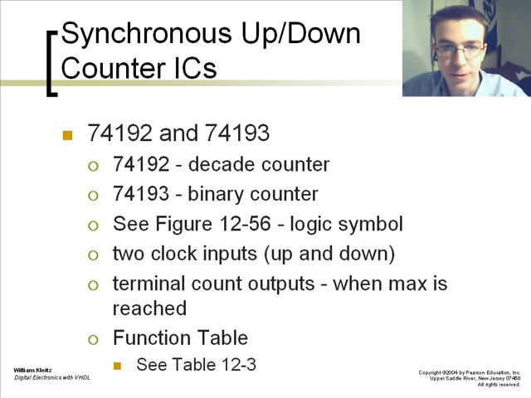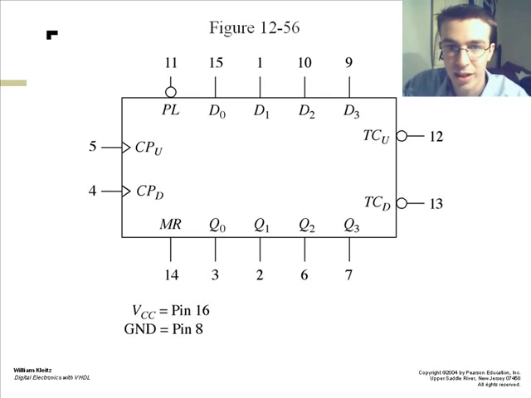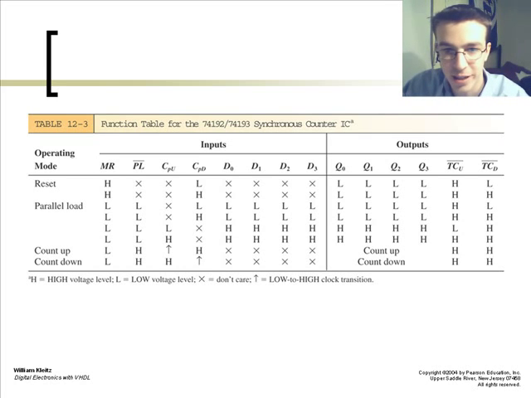You can use the 74192 or the 74193 with this. It's either a decade counter or a binary counter. As shown here, you have a simple chip design for it, and your function table, with inputs and outputs dependent on whether you're using your reset, parallel load, or counting up or counting down functions.